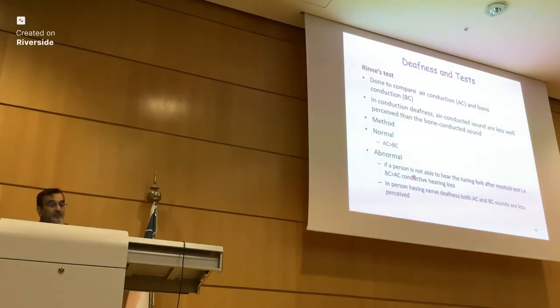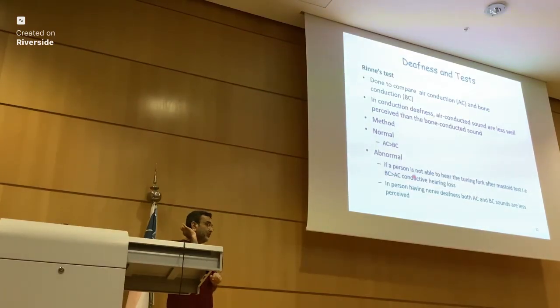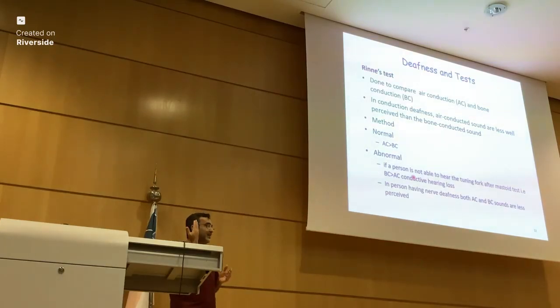There are tests which we do. One is the Rinne's test. In Rinne's test, you take a tuning fork, you hit it, and then you put it near your ear, and then you put it on the back, on your mastoid bone. So you're testing the air conduction versus the bone conduction.